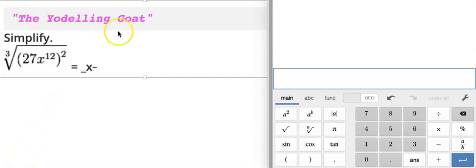Hey, students, let's do the Yodelling Goat. All right, so we have the third root of (27x to the 12) squared.